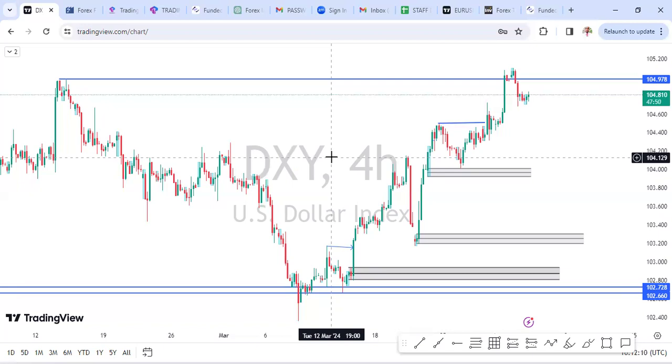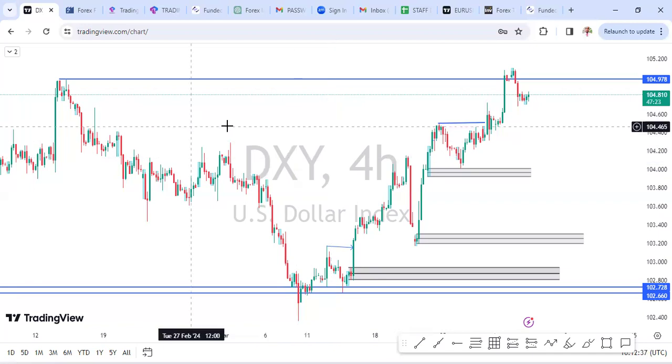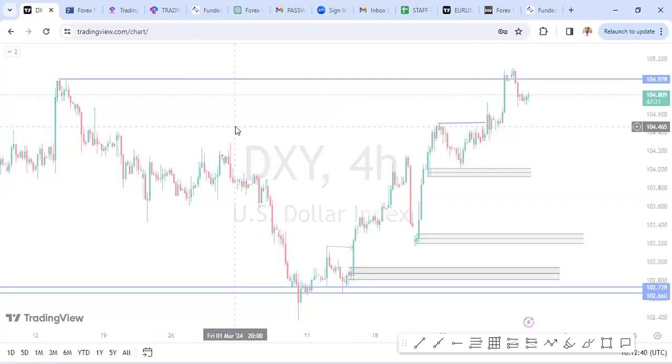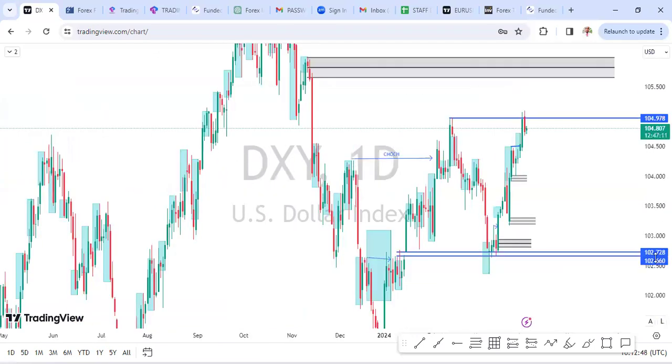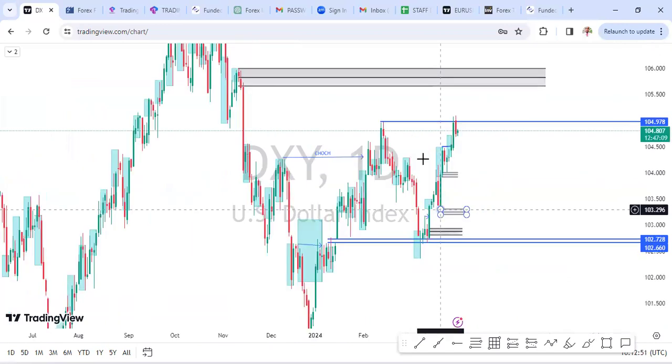So your duty as a trader is to trade in line with the overall trend of the market. Even when you are counter trading, you should know the reason why you are doing the counter trade. So that is it. On daily, we are in an uptrend on DXY. You can see very clearly we are in an uptrend on DXY.